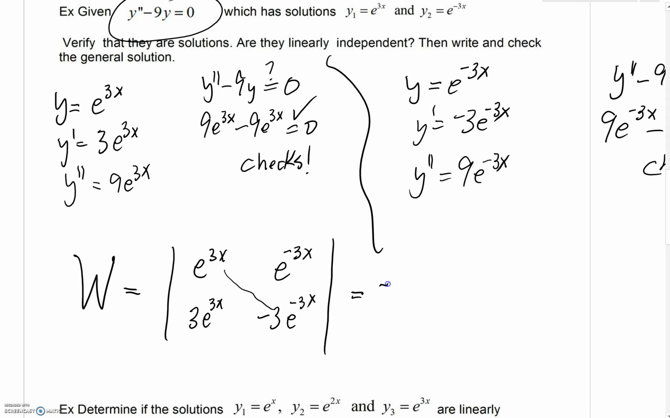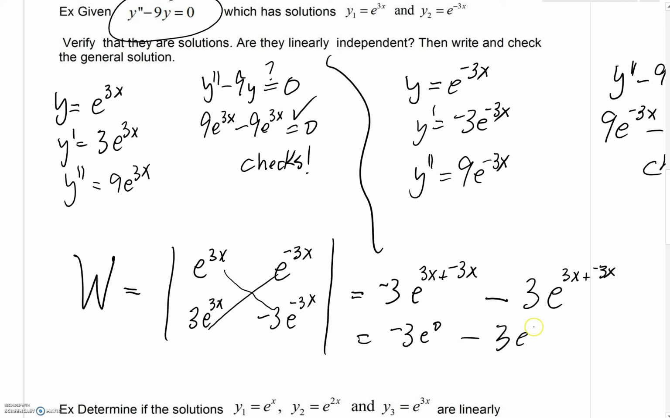And for a 2 by 2 determinant, remember we can cross multiply. We'd get a negative 3, and here's e to the 3x times e to the negative 3x. Well, guys, you're just going to add those powers together. Then we subtract, remember, and then we're going to multiply over here. We'd have a 3e, and we're going to add these just as well. And this is really going to be negative 3e to the 0 minus 3e to the 0.